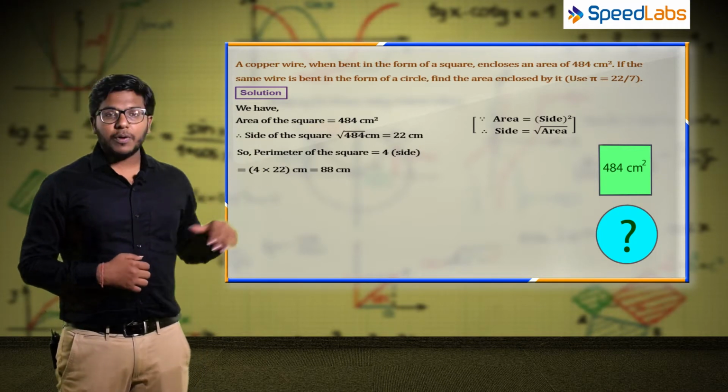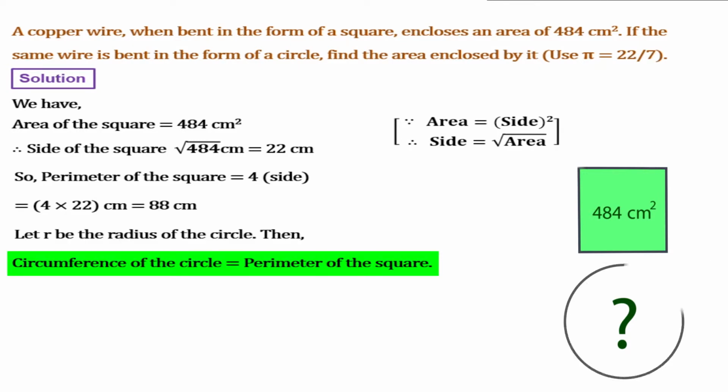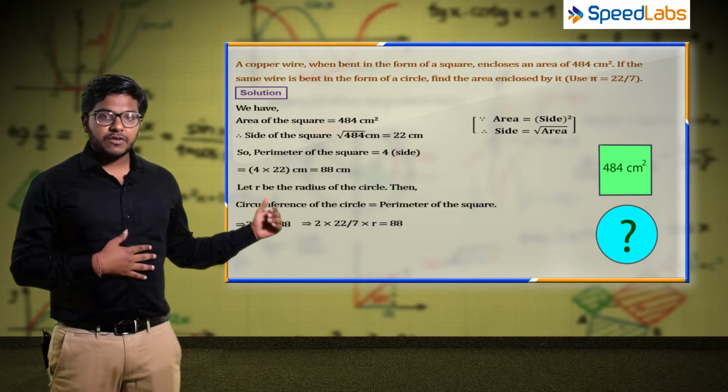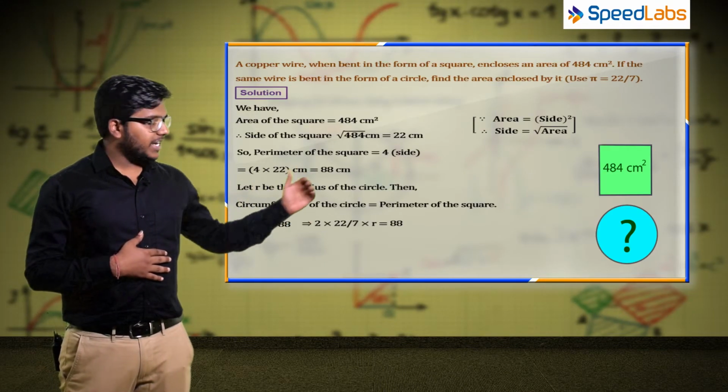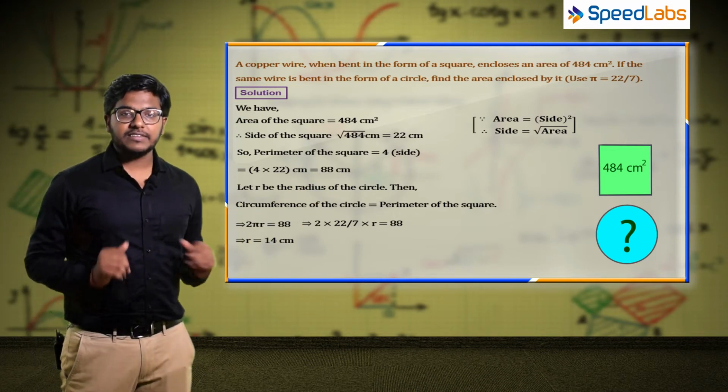Now if the same copper wire is bent in the form of circle, we can say that the circumference of the circle will be equal to perimeter, बिकॉज वायर की लेंथ क्या होगी, सेम होगी, चाहे हम उसे एक स्क्वायर की फॉर्म में बेंड करें या फिर एक सर्कल की फॉर्म में. सो 88 will be equal to 2 into 22/7 into r. तो यहां से रेडियस कितना आ गया मेरा 14 सेंटीमीटर्स.